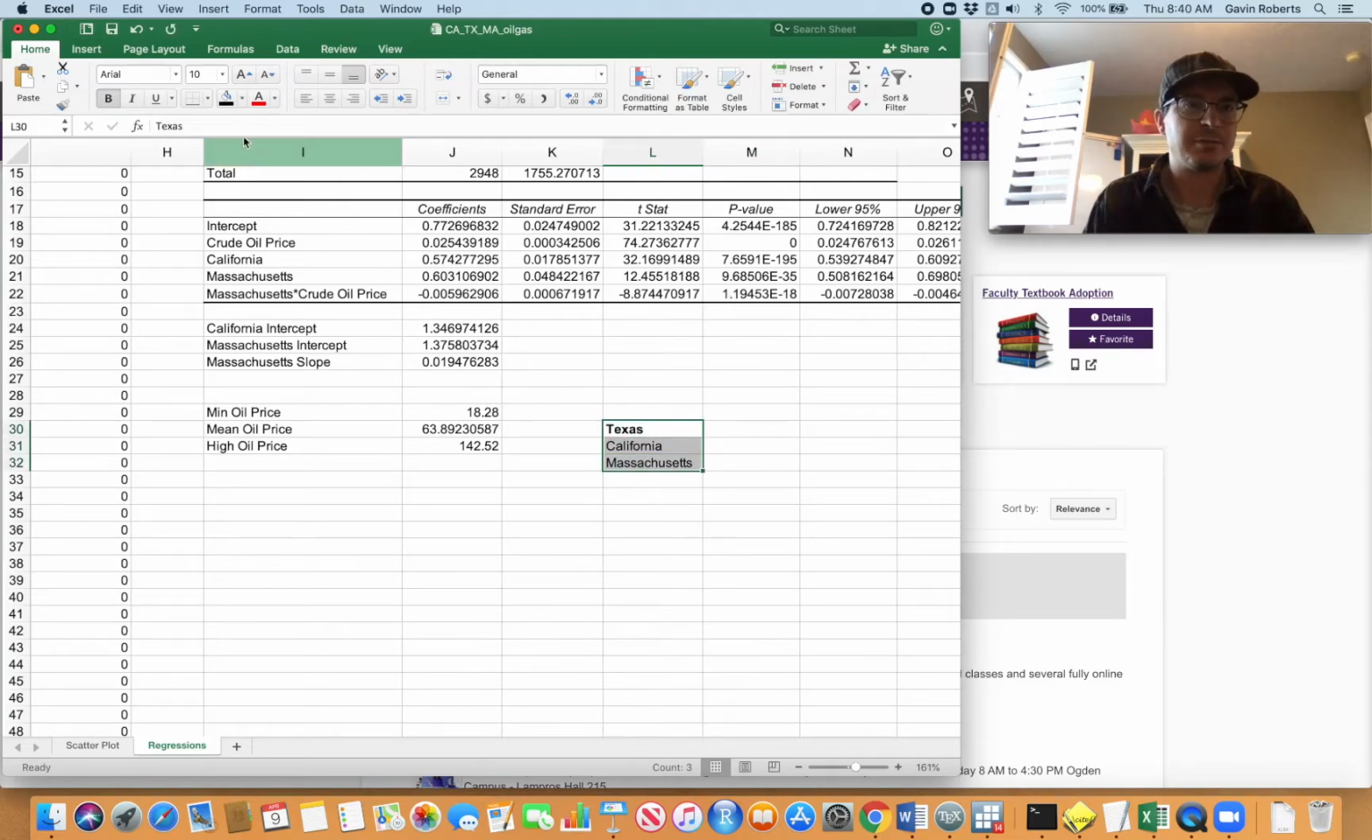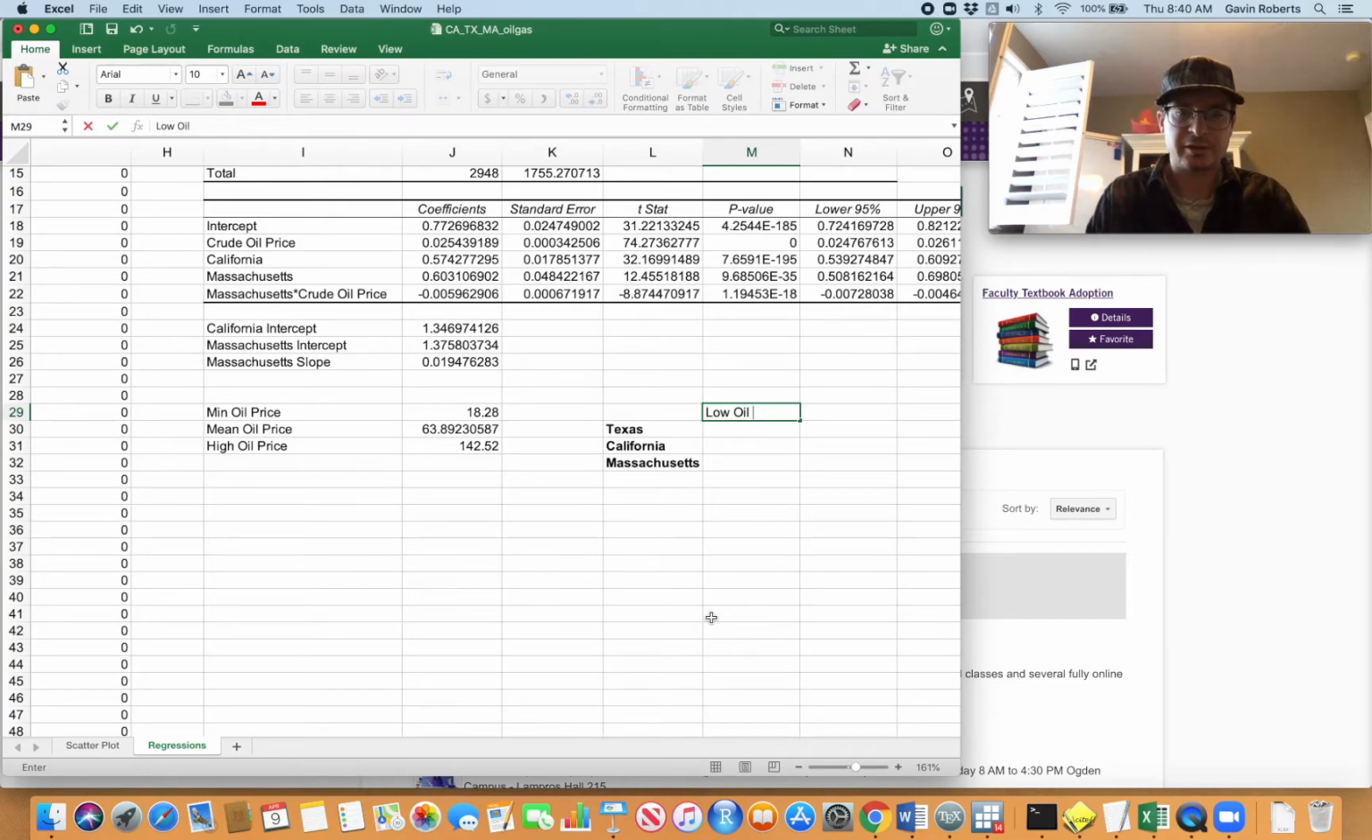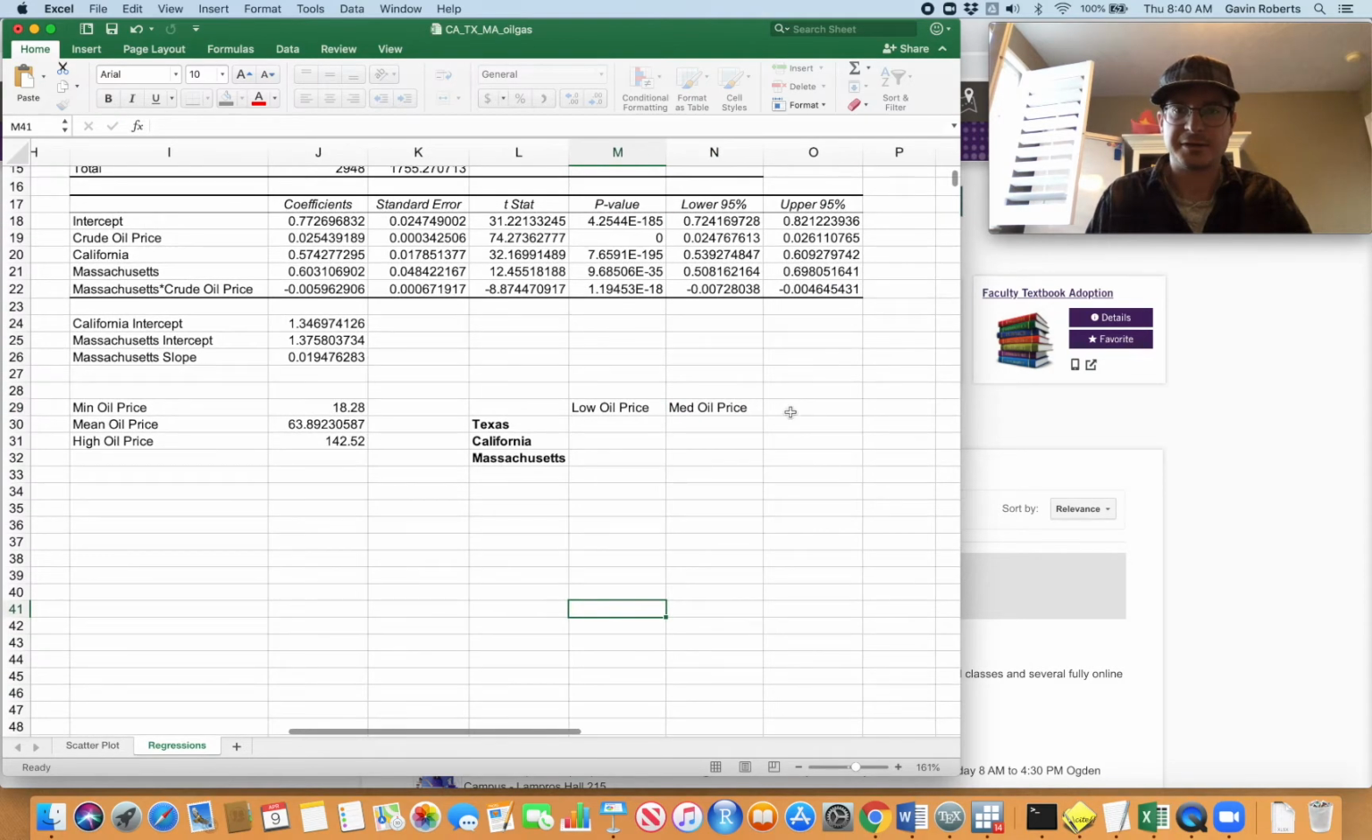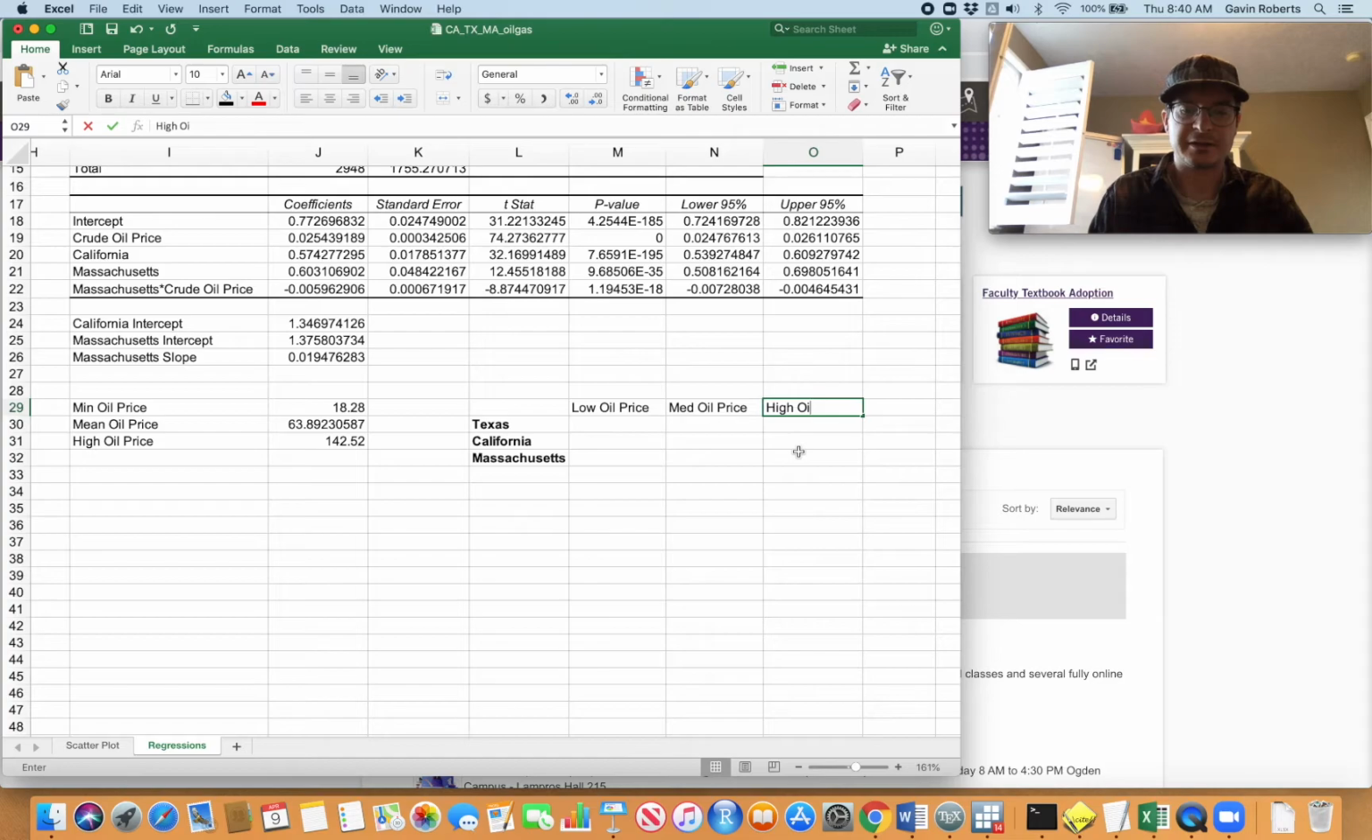Make all those bold. And then we'll have our low oil price, medium oil price, and high oil price. Make those bold.